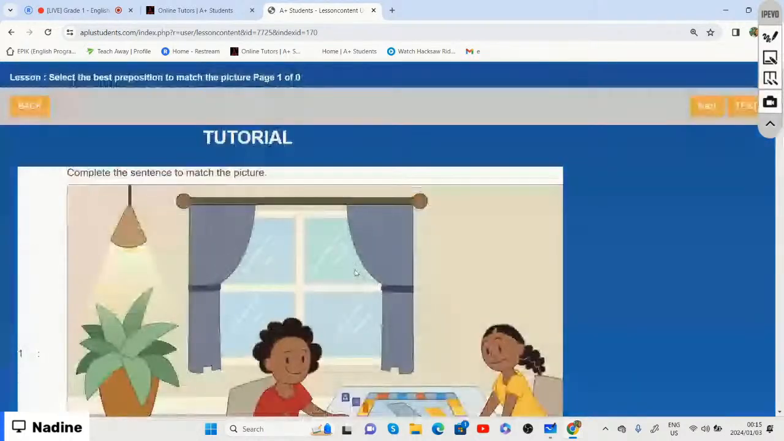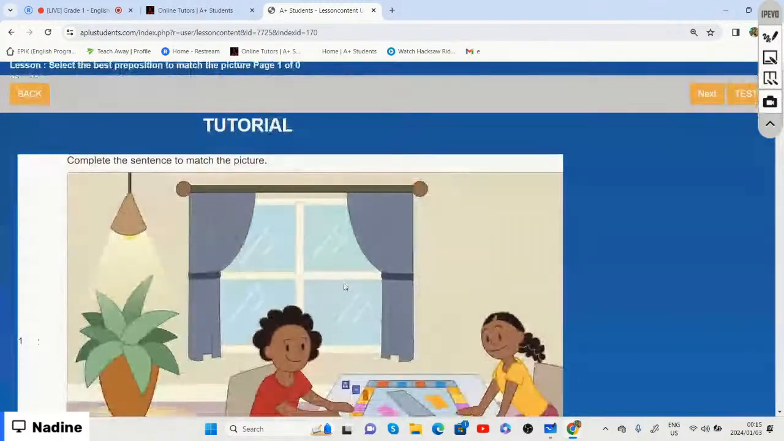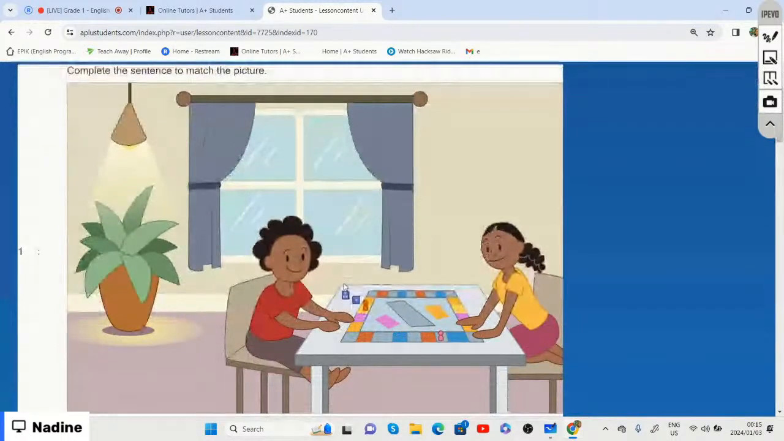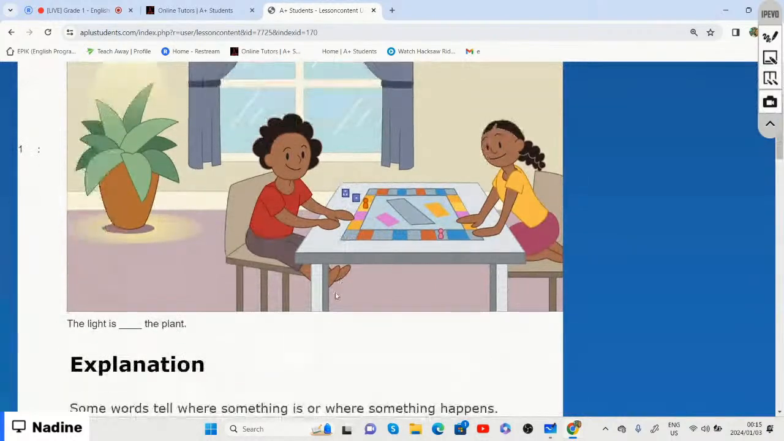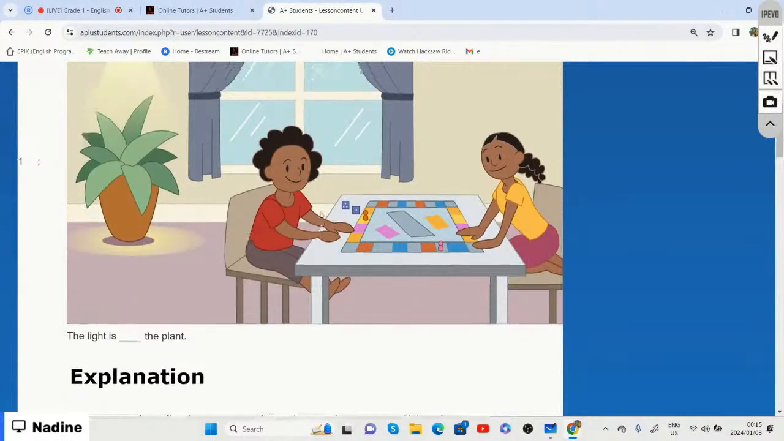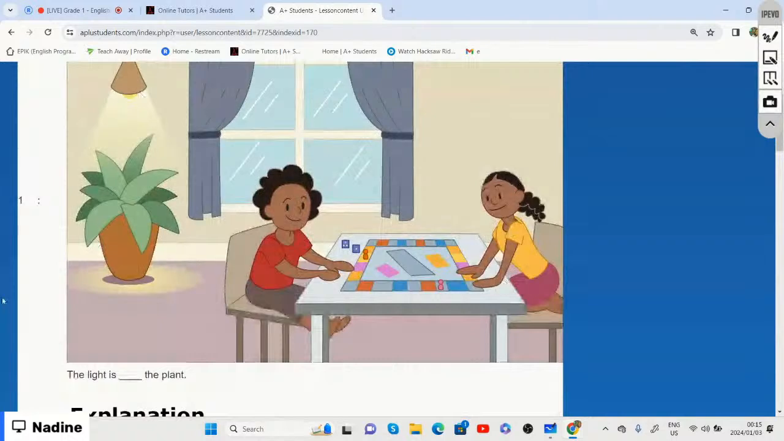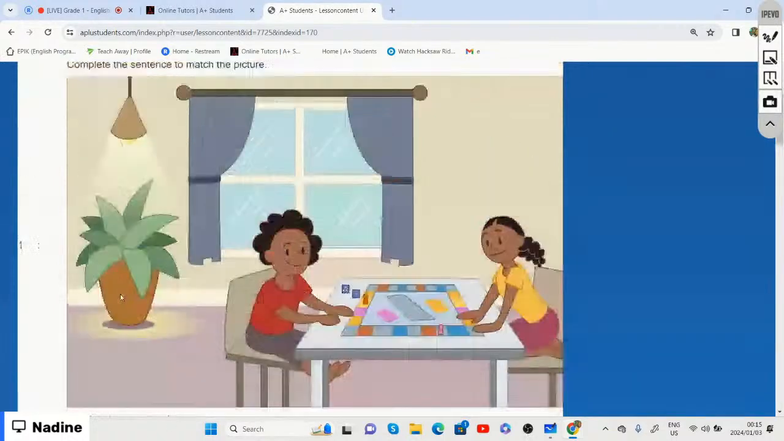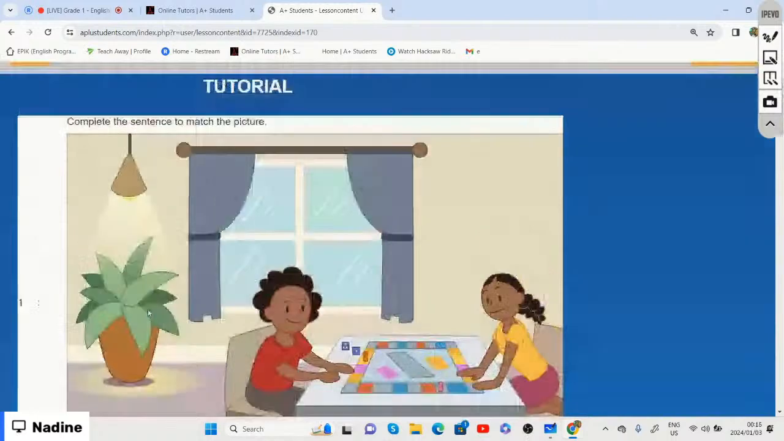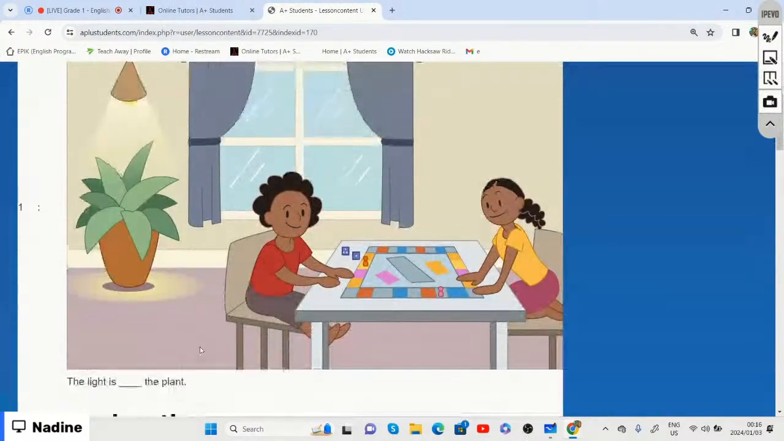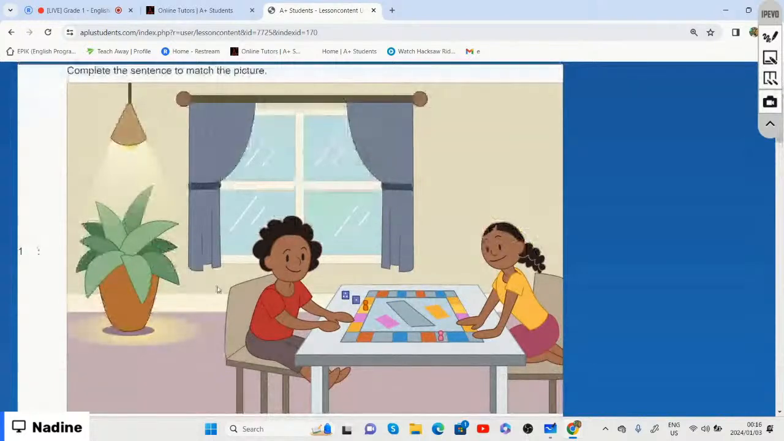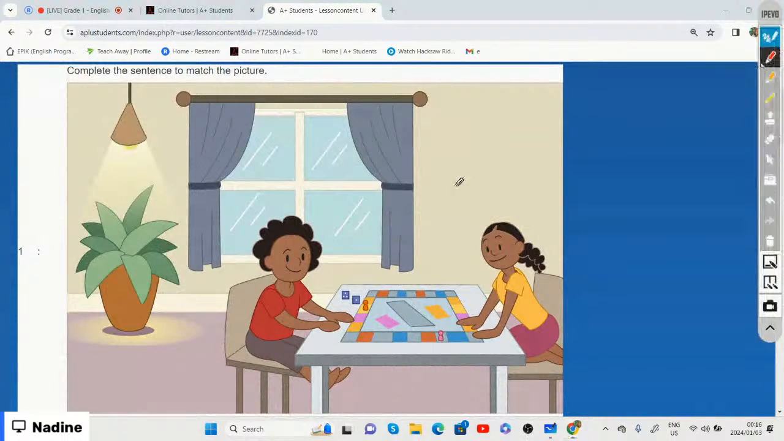So now we're going to basically select the best preposition to match the picture, right? We're going to complete the sentence by matching the picture. And if we look at this whole picture and the positioning of things, now the question is: the light is the plant. So now we need to look where the light is and we need to look where the plant is.